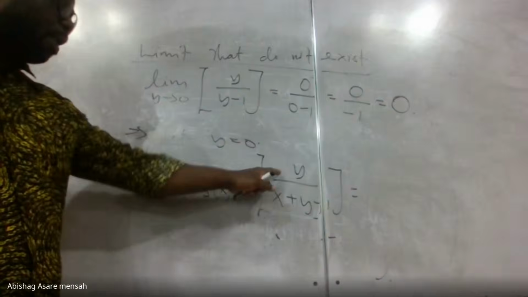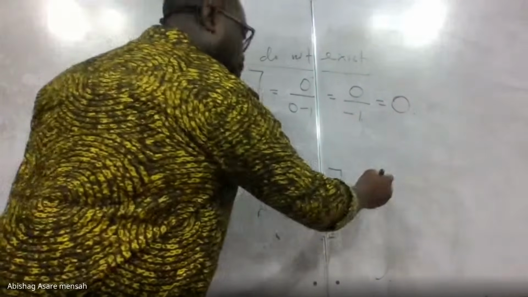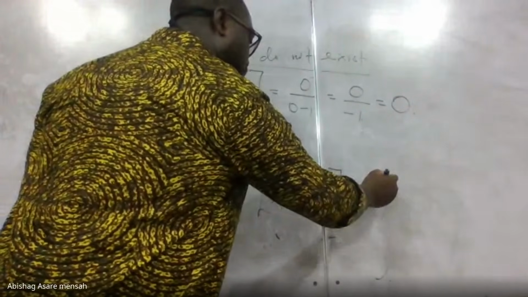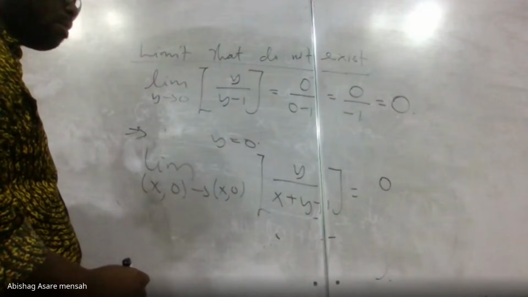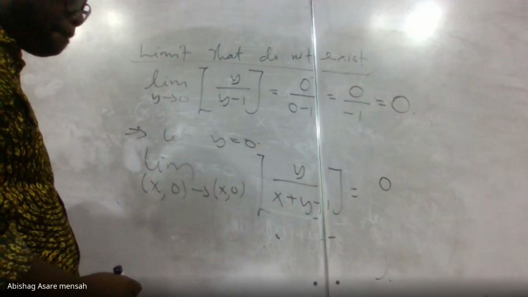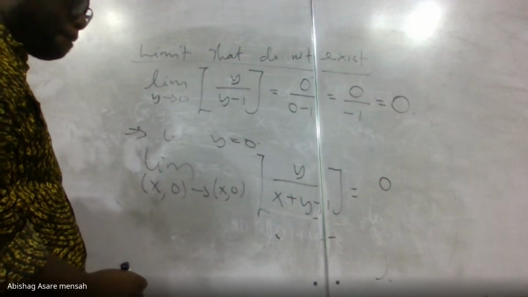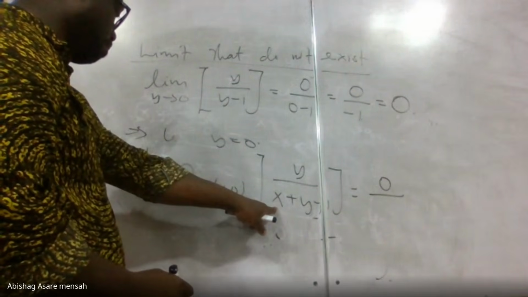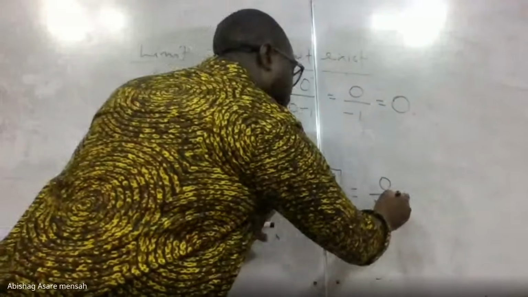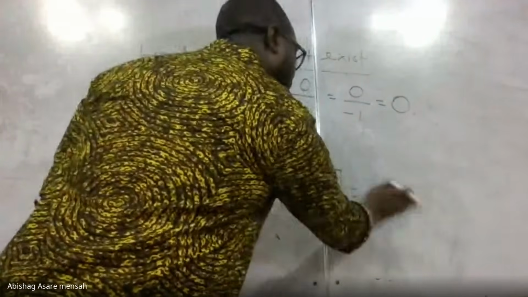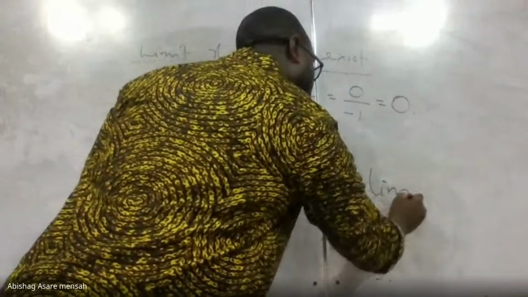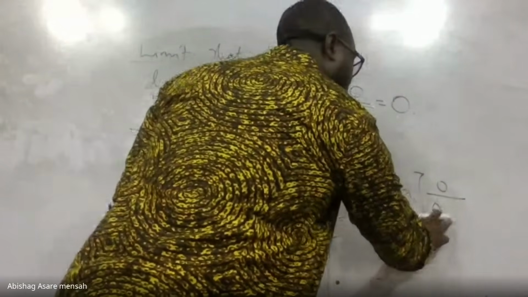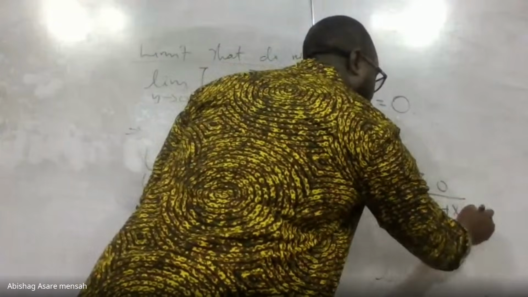Now, wherever we see y, we put 0 there. Which is what? 0, yes, over what? This one is 0, right? The x will be there, and it will be this. So let me write the limit as x approaches 0. With y equal to 0, we have 0 over x minus 1.